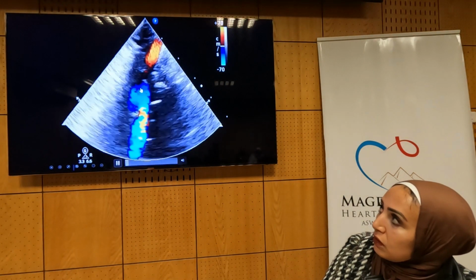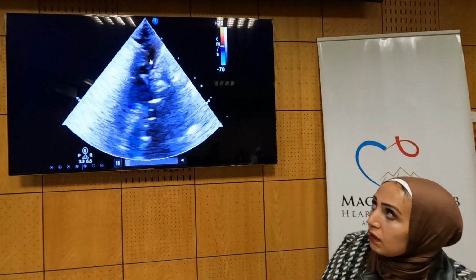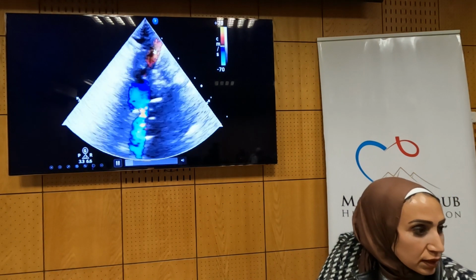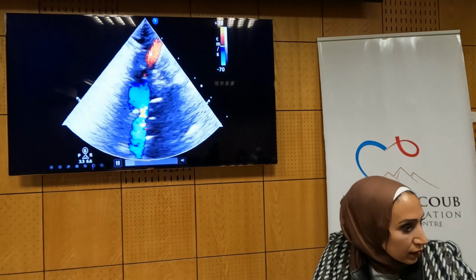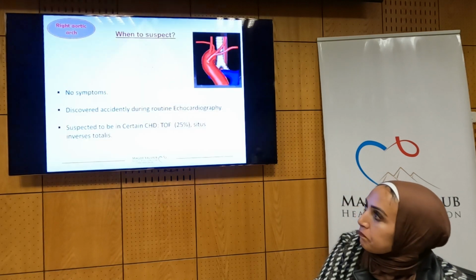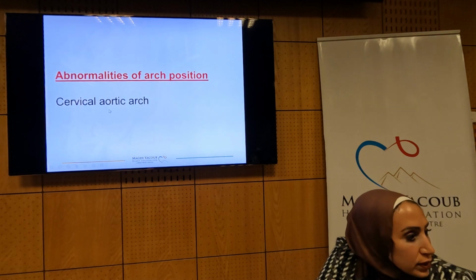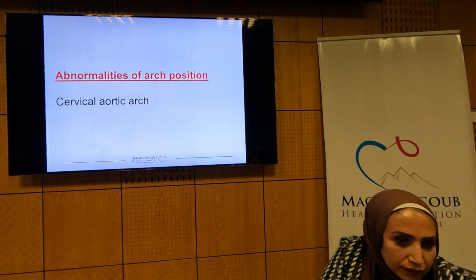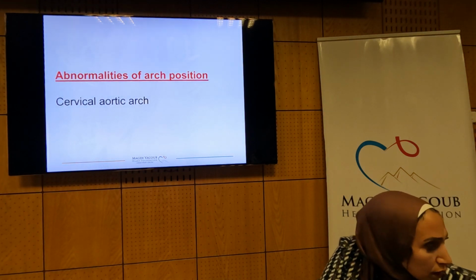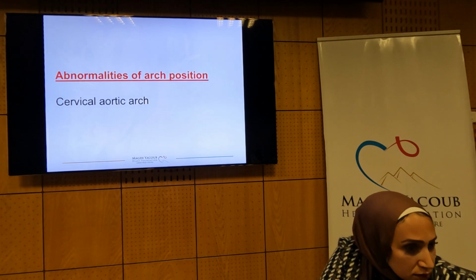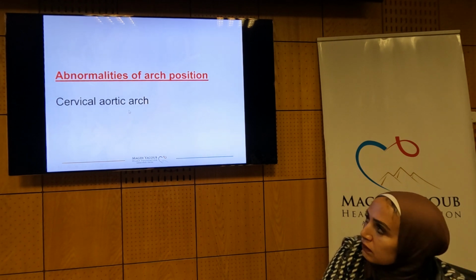Okay, this is the aorta, and the flow here in the first branch is red because the flow is going to the head, so it's coded red. We don't need to do anything for that patient, just accidental finding, but it's common and it's associated with many congenital heart disease, so you expect to find the red.